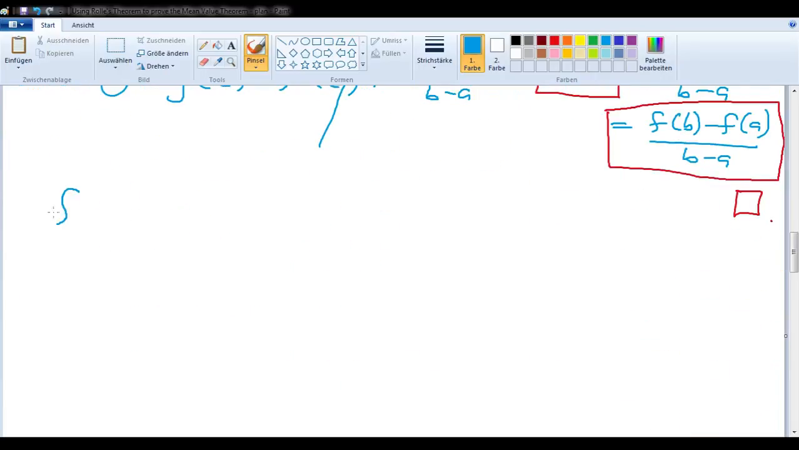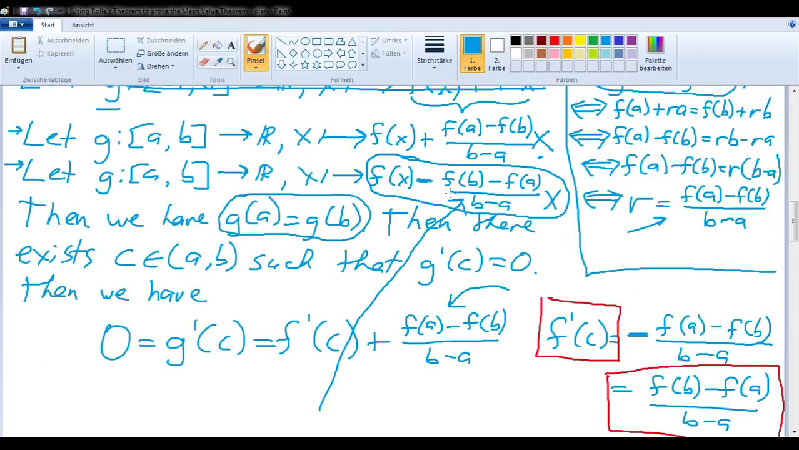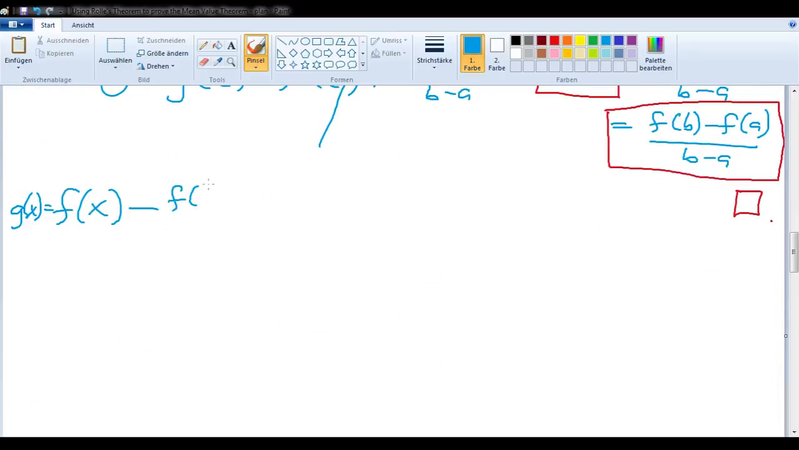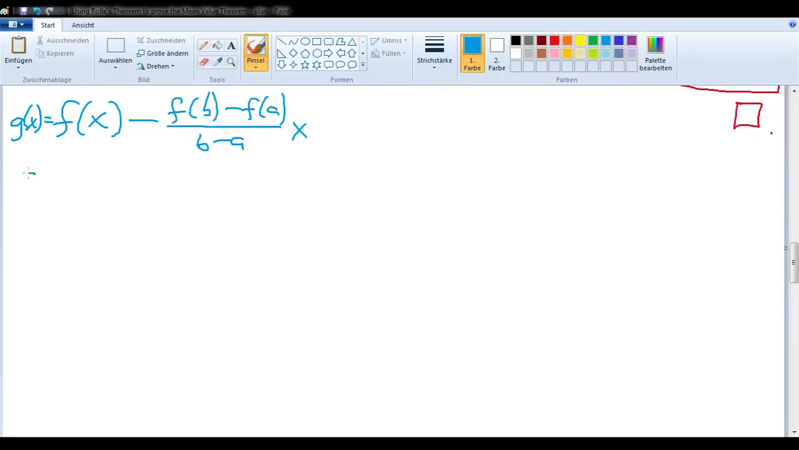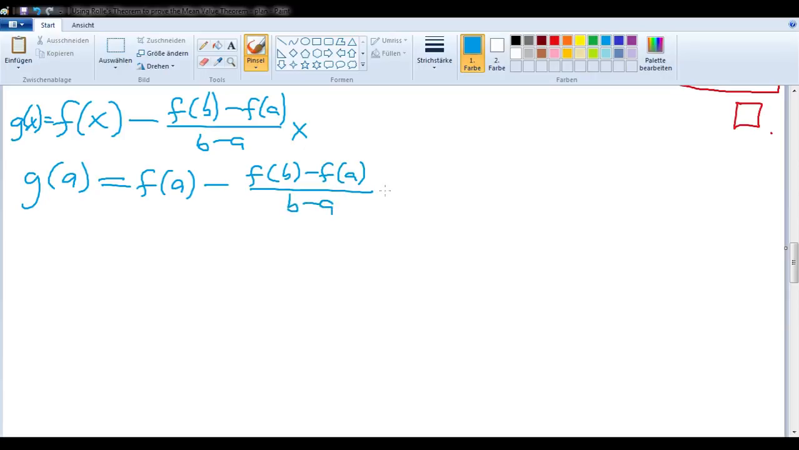Okay, so our definition of g of x is this. It's f of x minus, we'll use the more elegant version here, f of b minus f of a over b minus a times x. So what would g of a be? That would be f of a minus f of b minus f of a over b minus a times a, right?